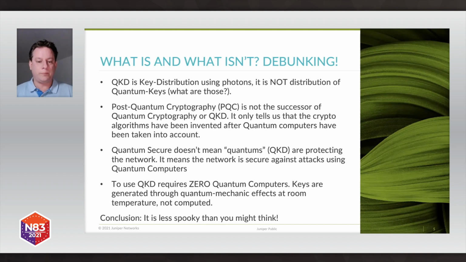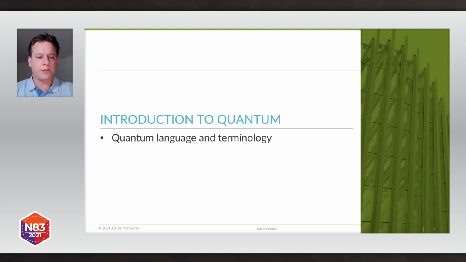We're also not securing the network with quantums, right? The way we transmit data from one side to the other, from Alice to Bob, is still using classical MACsec or IPsec. It's just the way we are distributing keys between both parties that is using properties of quantum to do so. So let's see what it does and how it works.